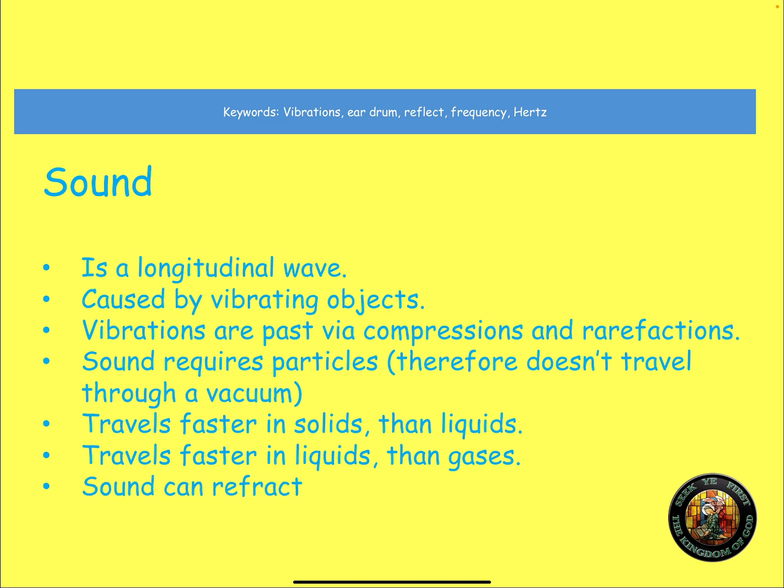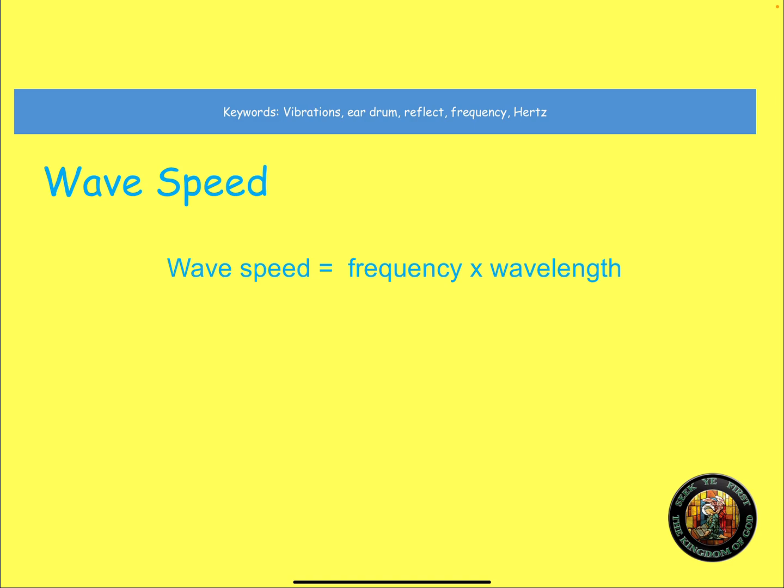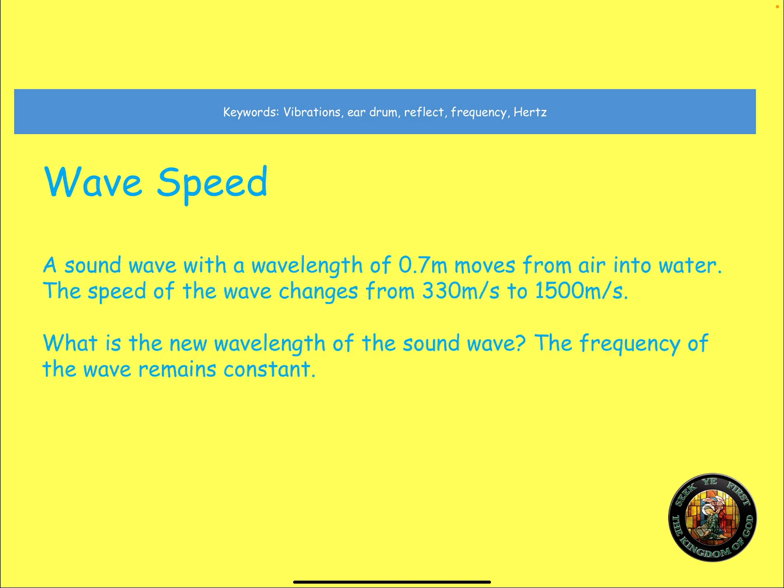Sound cannot refract. So, what is the equation for calculating wave speed? Now, this equation you definitely need to know. Wave speed equals frequency, which is the number of waves passing a point per second, times wavelength, which is the distance between two successive peaks. Frequency is measured in hertz, and wavelength is measured in meters.